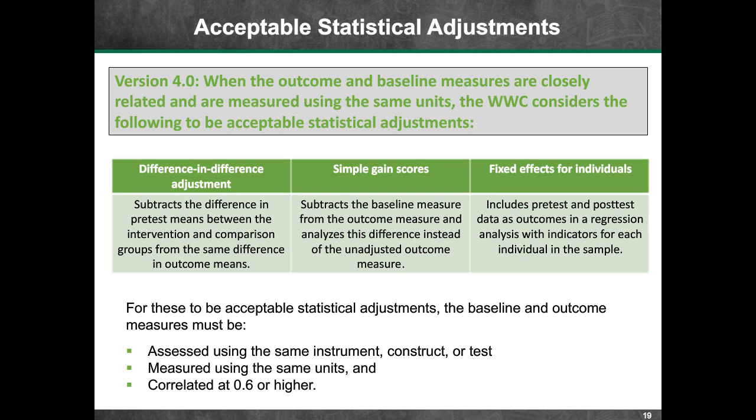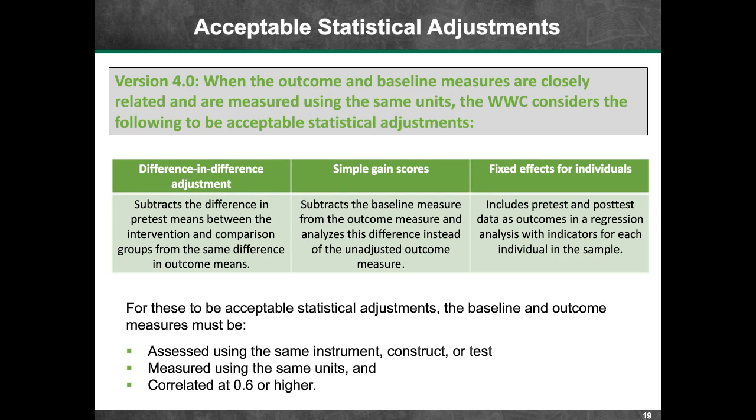One is a difference in difference adjustment, in which the difference in baseline means is subtracted from the difference in outcome means. A second is an analysis of simple gain scores, which examines the difference between the outcome and the baseline measure for each individual. The third is a fixed effects analysis of individuals, which includes both baseline and outcome measures for each individual, along with an indicator for each individual in the analysis.